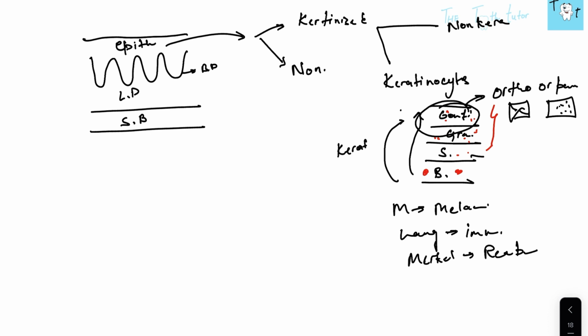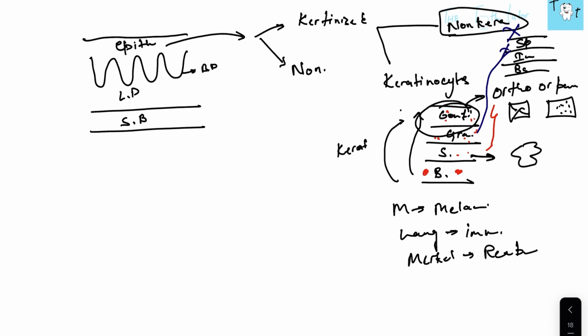The spinosum layer had a prickly appearance because of tissue preparation. In the non-keratinized, we had only three layers: basale, intermedium, and superficial layer. The main differences we saw: there's no cornified layer and no granulosum layer. If we compare the spinous layer and the intermedium layer, the intermedium layer is bigger and does not have any prickly appearance.